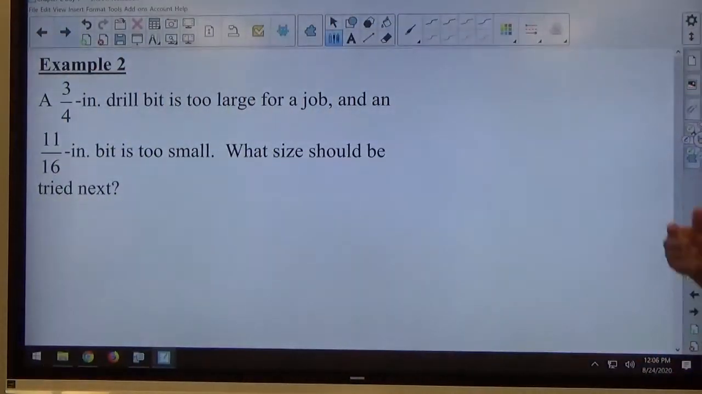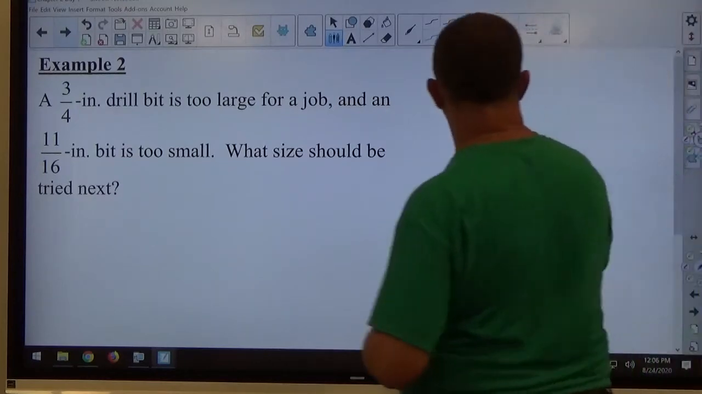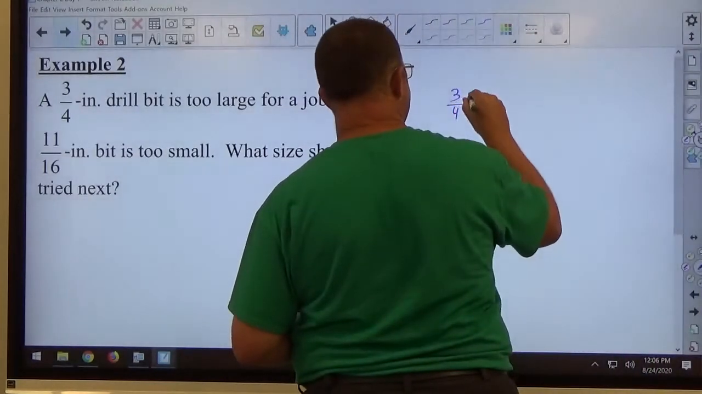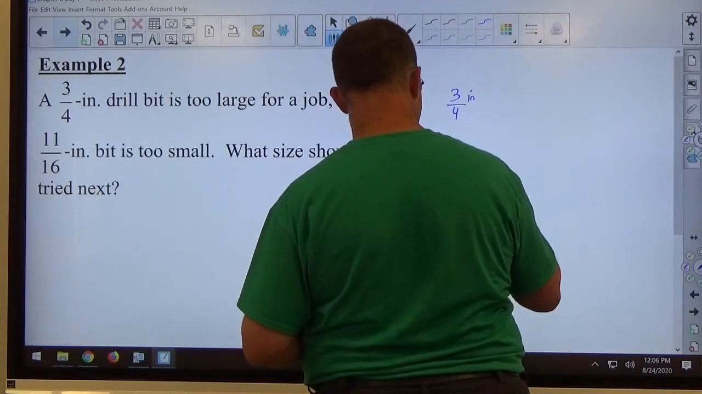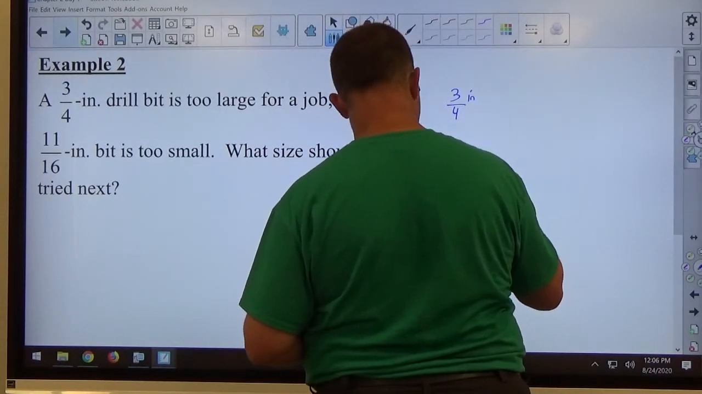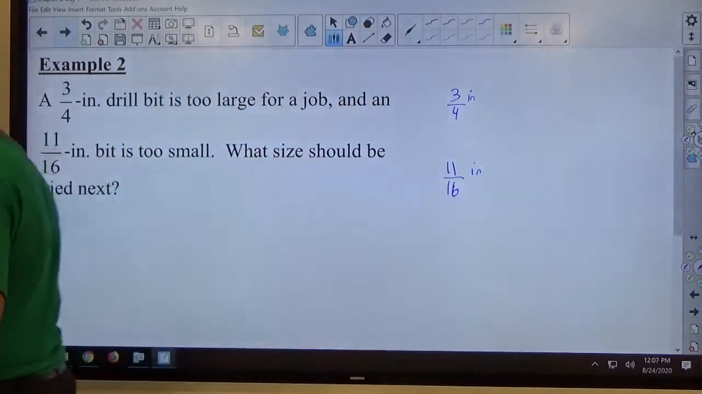So we're trying to find a between 2 fractions number here. And the only way to compare fractions ever is to have a common denominator. So if I take a look at my 3/4 inch bit compared to my 11/16 inch bit. What's the common denominator of 4 and 16?